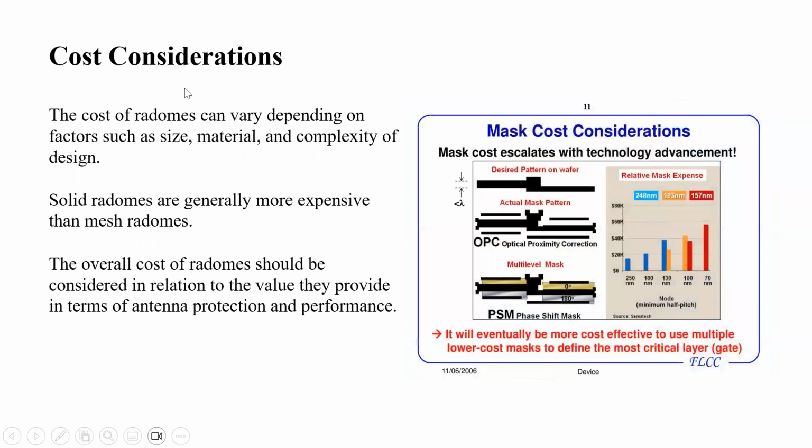Cost consideration. So everything should be considered. The cost is important for installing or inventing some item or some new intervention. The cost of radomes can vary depending on factors such as size, material, and complexity of design. Solid radomes are generally more expensive than mesh radomes. The overall cost of radomes should be considered in relation to the value they provide in terms of antenna protection and performance. So these are the cost considerations.